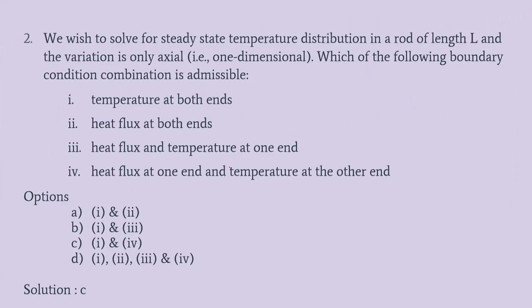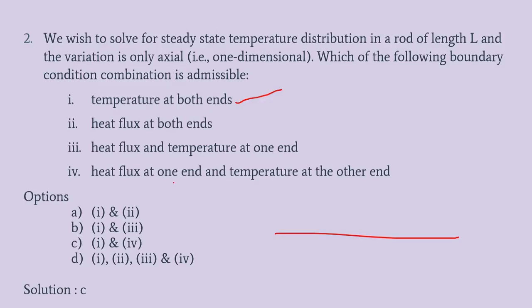So which of the boundary conditions are possible? That's the question. Suppose this is a rod. First, temperature at both ends. Then heat flux at both ends. Heat flux meaning what? Some Q at both ends. Then third is heat flux and temperature at one end. Then the fourth option is heat flux at one end and temperature at the other end.